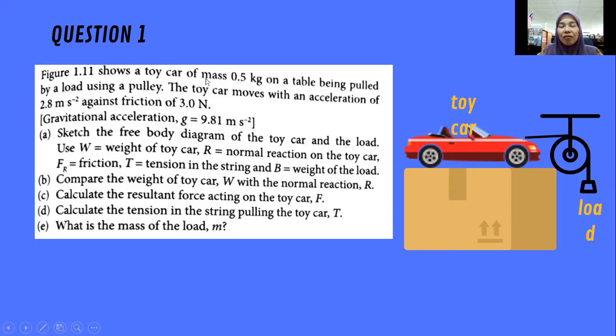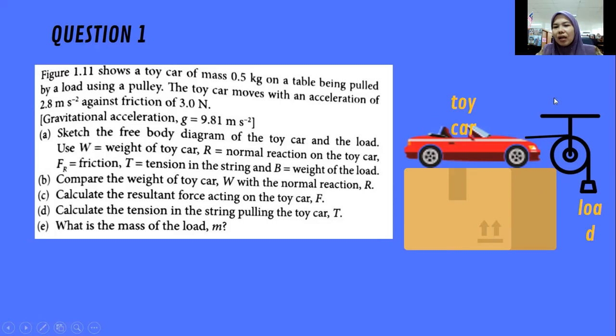Please underline and make sure you don't forget to list down all the values given in the question. Use W as weight of the toy car. If the question already gives you the direction and instruction, please follow all the instructions given. R is the normal reaction on the toy car, Fr is friction, T is the tension of the string and B is the weight of the load. (b) Compare the weight of the toy car W with the normal reaction R. (c) Calculate the resultant force acting on the toy car F. (d) Calculate the tension in the string pulling the toy car T. (e) What is the mass of the load M?